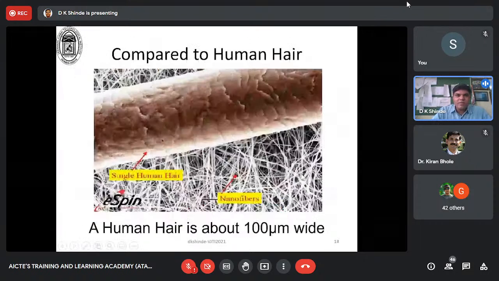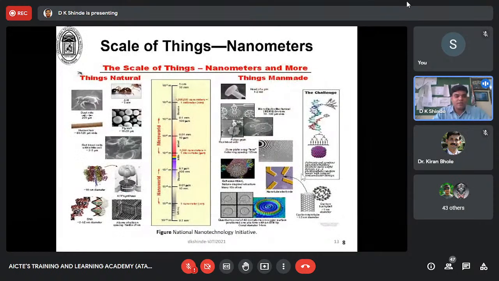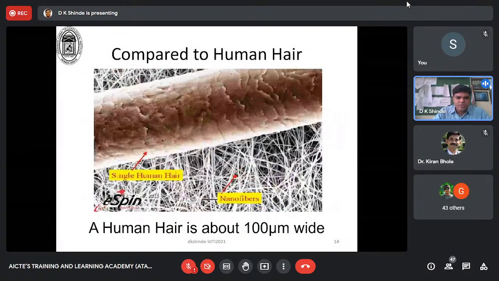So this is a little bit about showing the comparison of the scale we are dealing with. This is how you can see the clear image of the human hair versus the nanofibers which have been produced using electrospinning methods. So this is the diameter you can see compared with this. So these are very tiny.